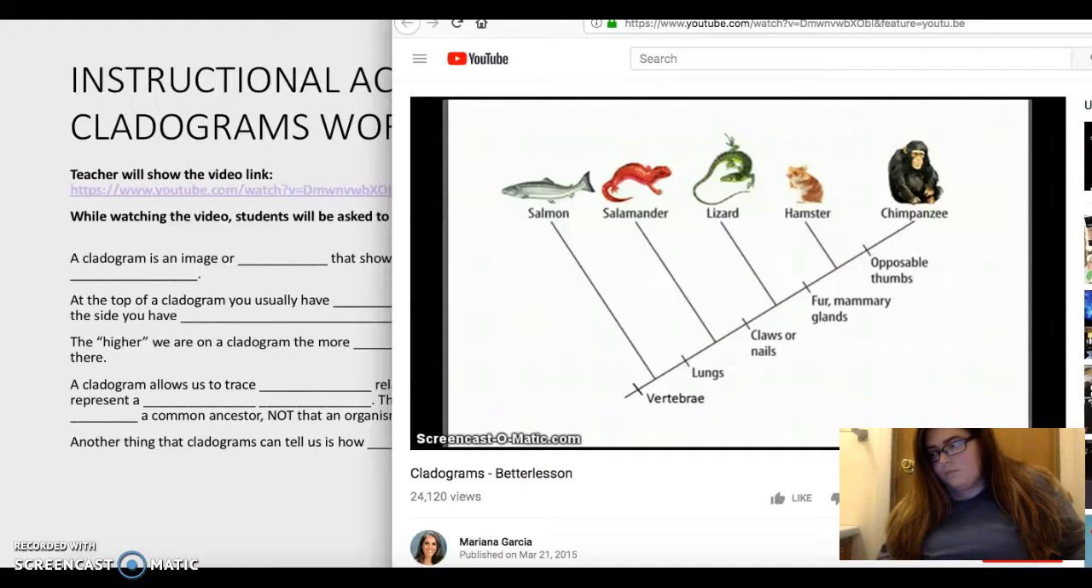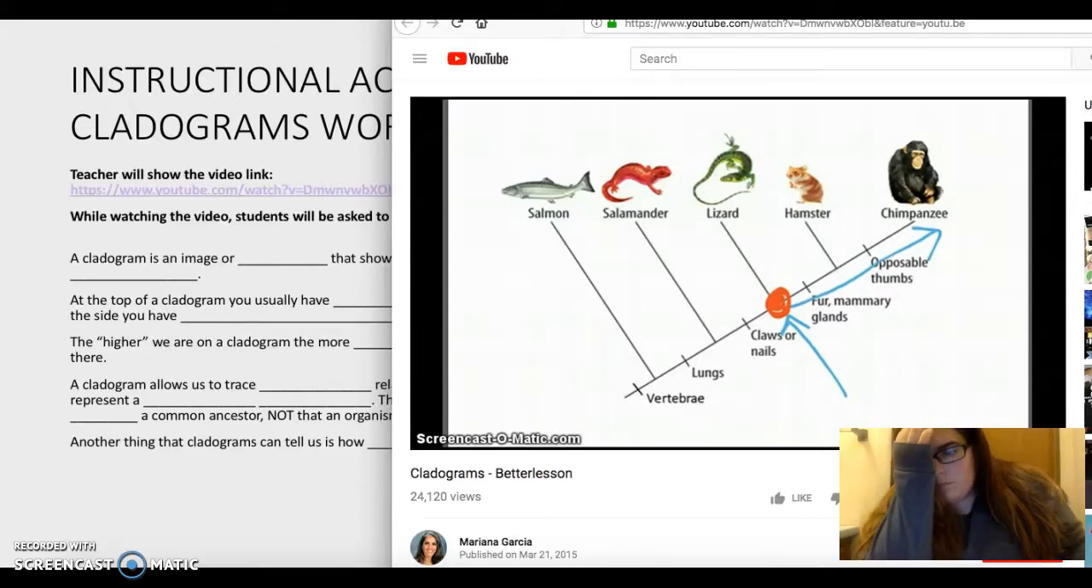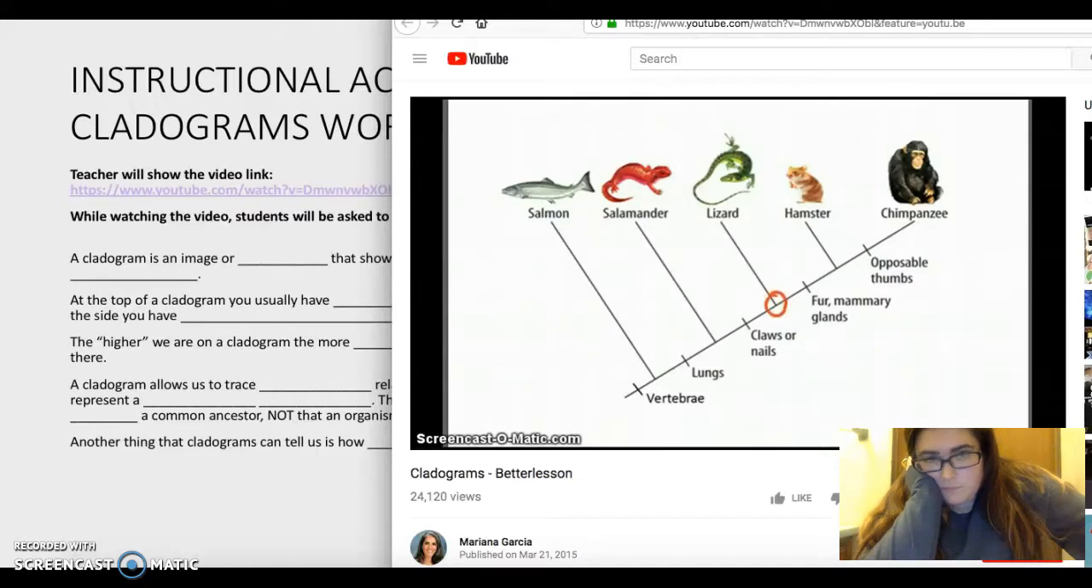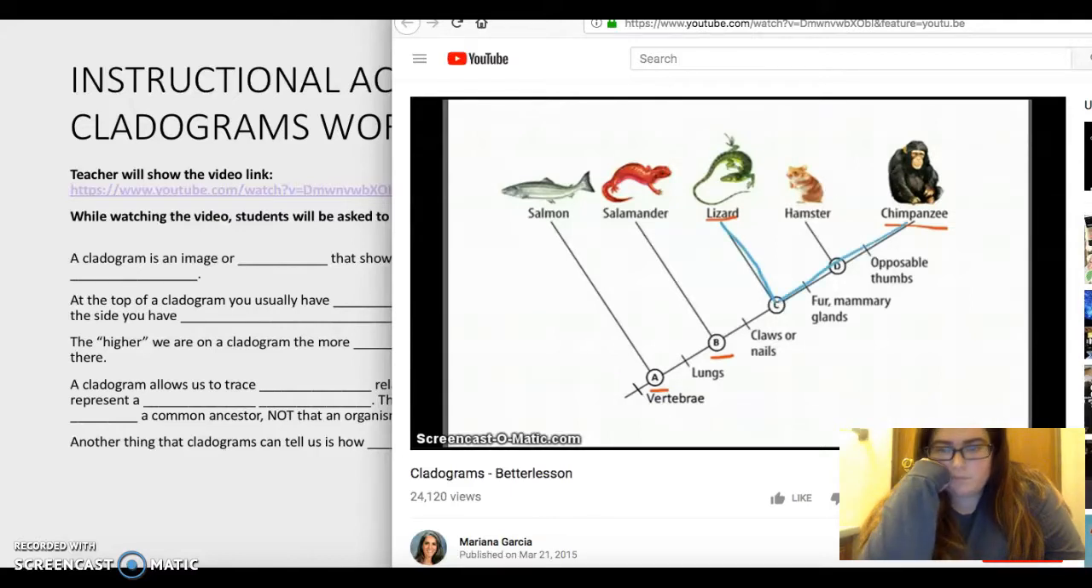particular point, like right here, this point represents the common ancestor of all organisms after this point. So this organism right here is the common ancestor of lizards, hamsters, and chimpanzees. In other words, long ago there lived an organism who gave rise to lizards, hamsters, and chimpanzees. You will often see these common ancestors labeled and have questions like who is the common ancestor of lizards and chimpanzees? And by following the lines, you can confidently answer C.